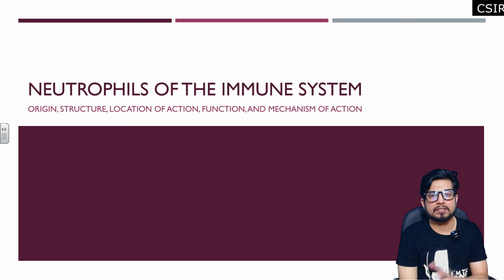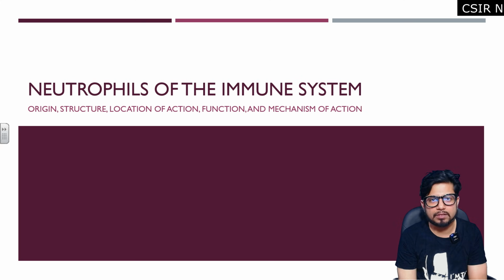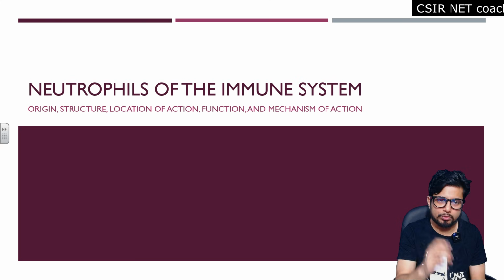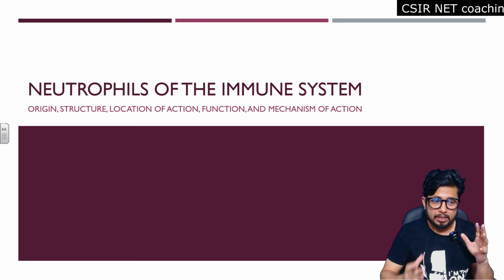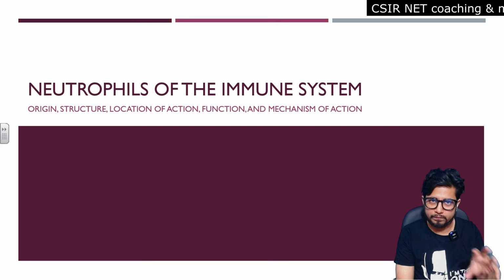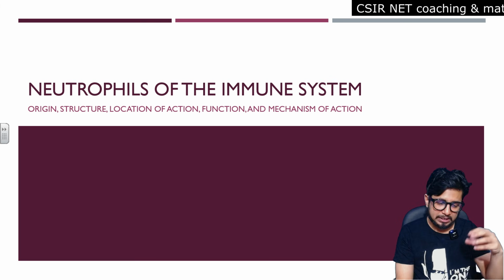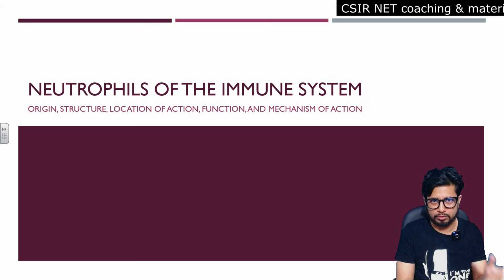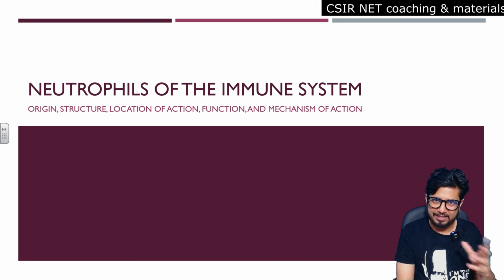And in this series of lectures, we are talking about the cells of the immune system, different cells of the immune system, their roles, what they do in detail. So today we are going to talk about the neutrophils of the immune system: neutrophil origin, neutrophil structure, the location of action of neutrophils in our immune system, the function of neutrophils, and also the mechanism of action of neutrophils in the immune system.